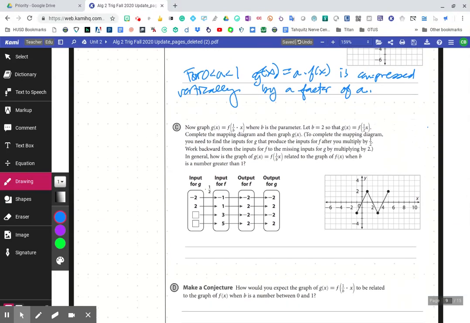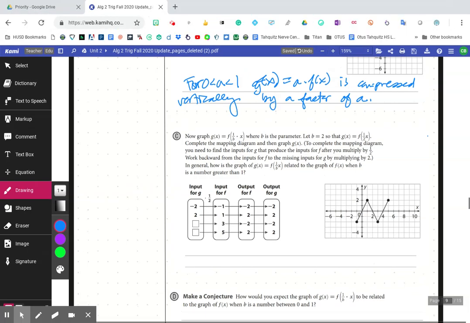All right, we're continuing topic 2.3, and we're going to now look at Explore 2, part CD, and the reflect questions. So now graph g of x. Notice we're multiplying on the inside by 1 over b. B is the parameter. We're going to let it equal 2, so we're multiplying by 1/2. So we're going to complete the mapping diagram.